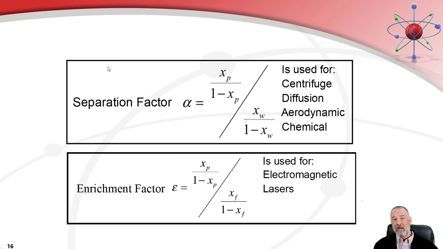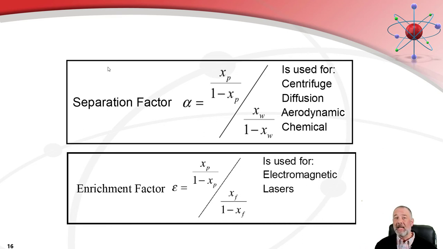Now, there are two things on this particular slide. There's a separation factor and there's an enrichment factor. And the separation factor is mostly used for things that aren't that great at separating, which don't provide a large increase in a single unit. And these are the ones that we're going to talk about: gaseous diffusion, gaseous centrifuge, aerodynamic separation, and also chemical separation. They're not super great at, like an individual one, they're not super great at separating out uranium-235 from 238.